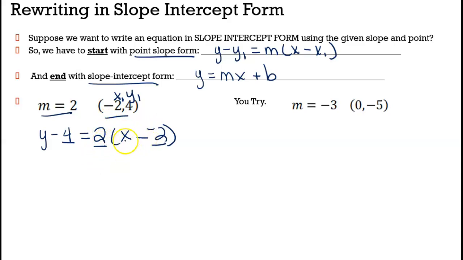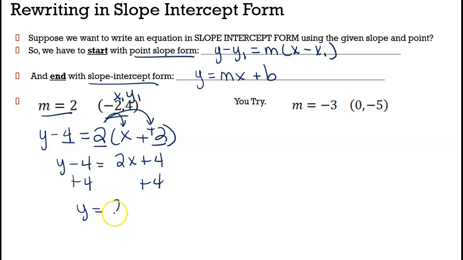Well, I see that right away I can do keep, change, change, and then I can distribute to get rid of the parentheses. So we have y minus 4 equals 2x plus 4 because I distributed. 2 times x is 2x and 2 times 2 is 4. Now we're going to add 4 to each side. So we have y equals 2x plus 8. Because the y is isolated, I've got the slope with the x and the y-intercept by itself. Go ahead and pause the video and try this second one on your own.